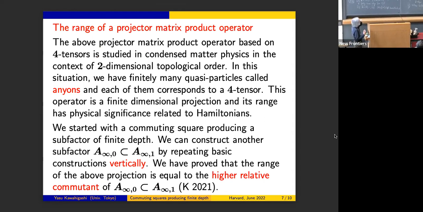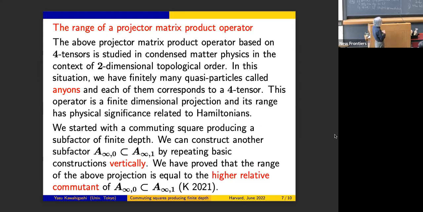So this above projection based on four tensors is studied in condensed matter physics, and in this situation we have finitely many quasi-particles called anyons. This already appeared in some talks here. Each anyon corresponds to a four tensor, so we have a family of four tensors, and this corresponds to a family of anyons. Then this operator is a finite-dimensional projection, and its range has a physical significance.